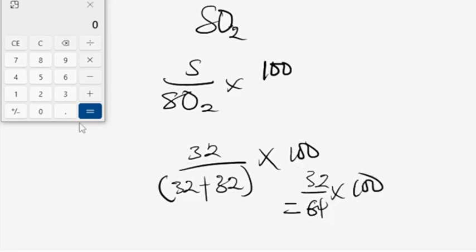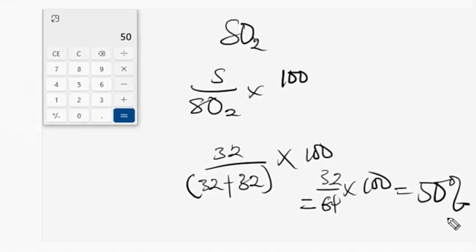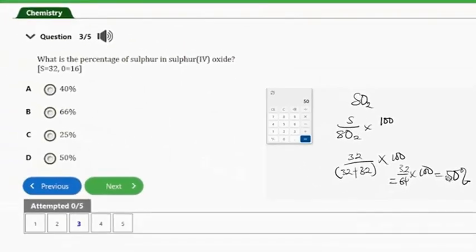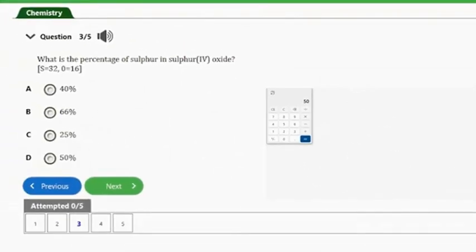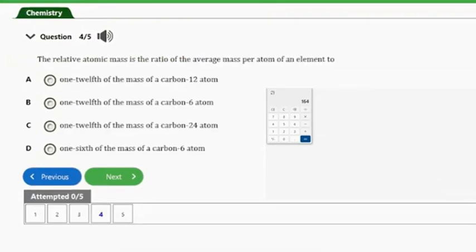Let's go ahead and check this out on our calculator. 32 over 64 will give us 0.5. When we multiply this by 100, we'll have 50. So that's 50% here. So option D is the correct answer to this question. Let's wipe this and then consider the next question.